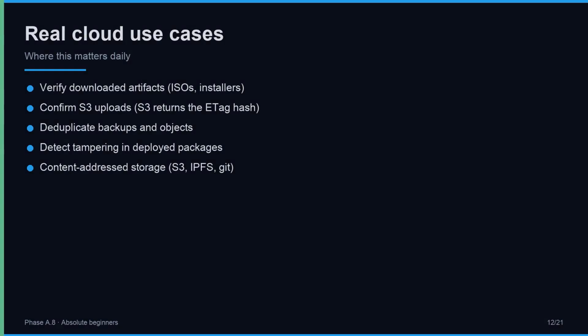Tools you already have. Where does file hashing show up in cloud work? Verifying downloaded artifacts. Every Linux ISO ships with a published SHA-256. Confirming uploads to S3, which returns an ETag that is often the MD5 of the object. Deduplicating backups. Two files with the same hash are the same bytes, so storage systems store them once. Detecting tampering in deployed packages. And content addressed storage, where the hash itself becomes the file's name. Git does this, IPFS does this, modern object stores do this.